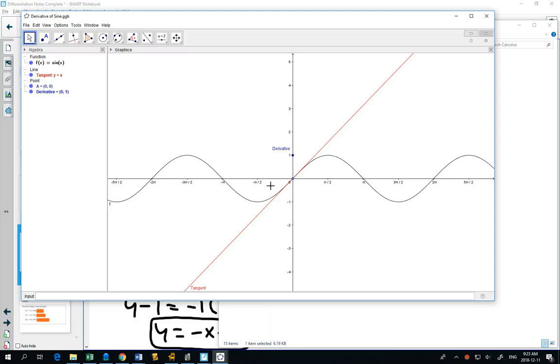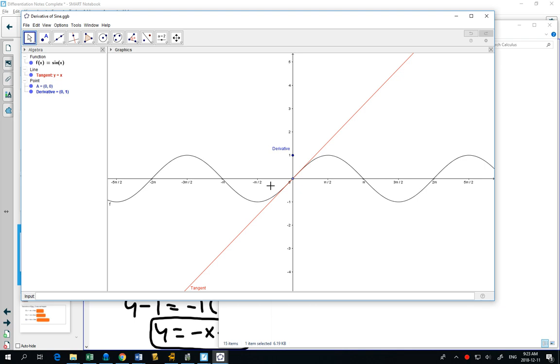For derivatives of trig functions, we will start with sine. So here's our sine curve from 0 to 2 pi and 0 to negative 2 pi. And we have a tangent line drawn at 0. Can you see the slope of that tangent line is 1? What's the slope going to be at pi over 2? 0. 3 pi over 2 is going to be 0 as well. Can you see that the tangent would be flat at those places?